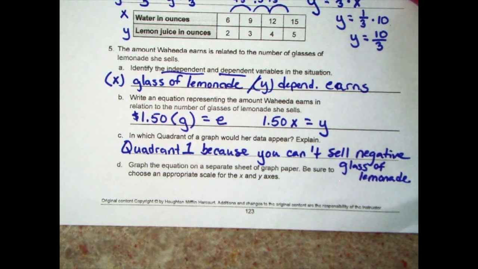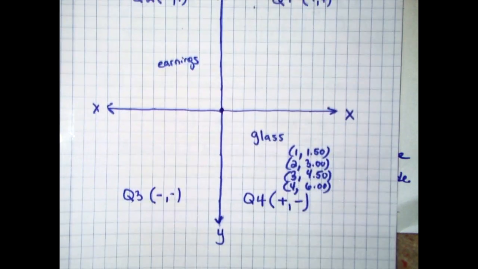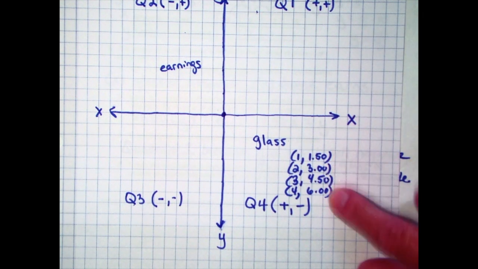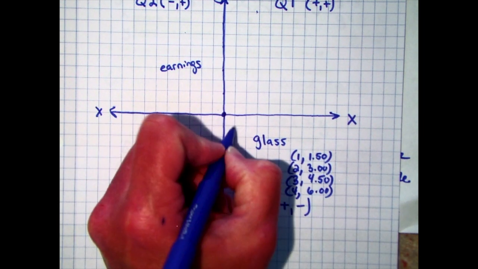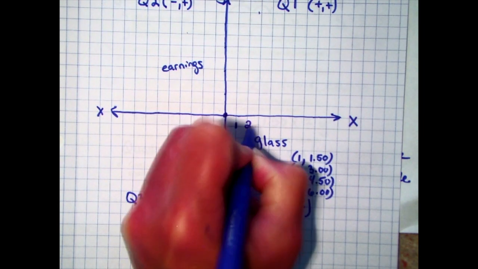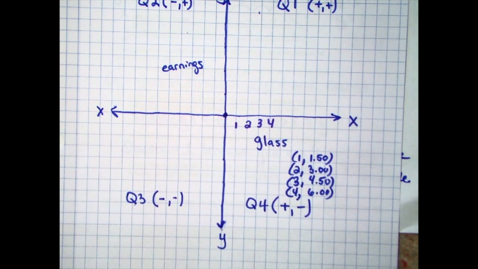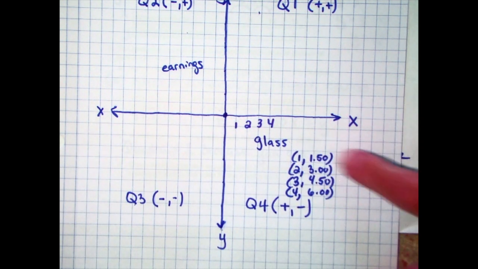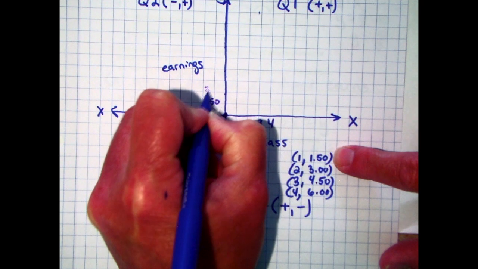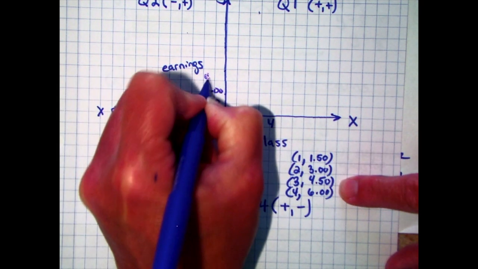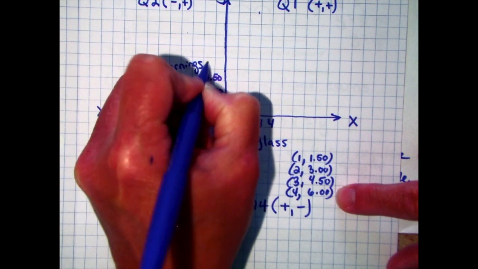It says, graph the equation on a separate sheet of paper. Be sure to choose the appropriate scale for the X and Y axis. Well, we'll go back to this. And we'll use these as our ordered pairs because here's 1 glass, 2 glasses, 3 glasses, 4 glasses. So if we have 1 glass, 2 glasses, 3 glasses, and 4 glasses, that's our X right here. Our Y are the dollar amounts. So we have $1.50, we have $3, we have $4.50, and we have $6.